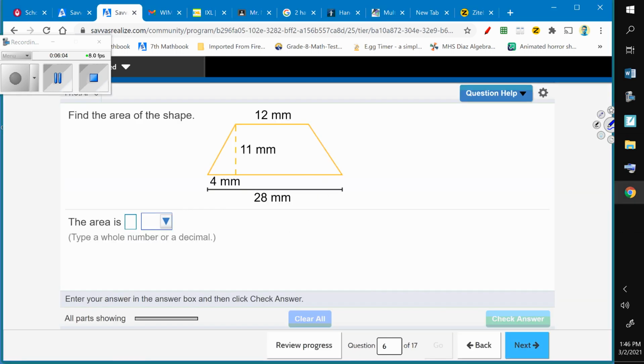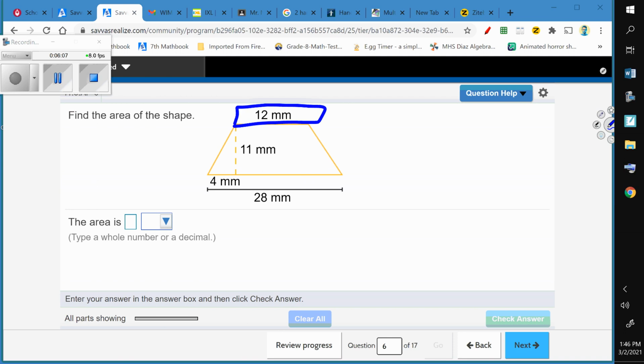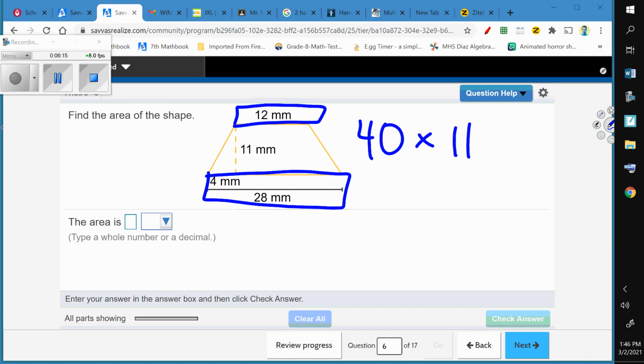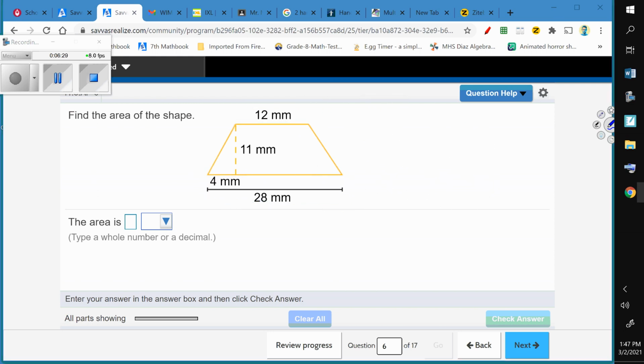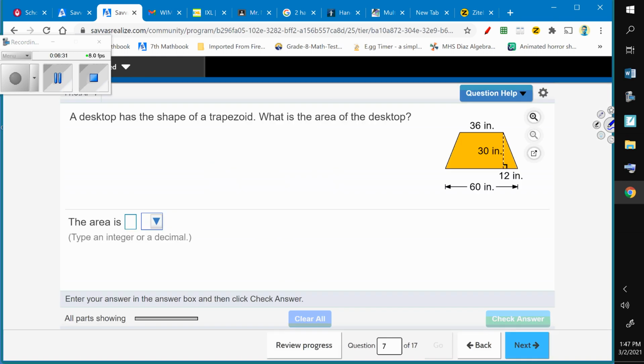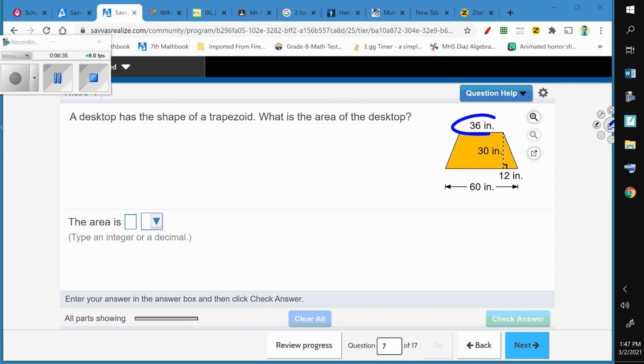For this one, add up the bottom and the top. That's 28 and 12. Combine those. Multiply times the height, which is 11. So what you're going to want to do is cut this in half, multiply times 11, and that's your answer, millimeters squared. You should be able to do the rest on your own once you see me do like 6 or 7 of these.